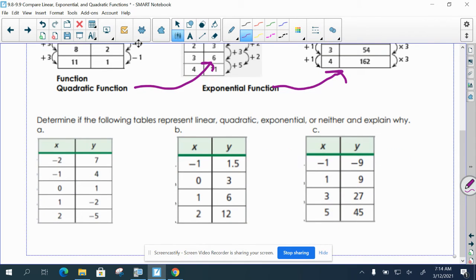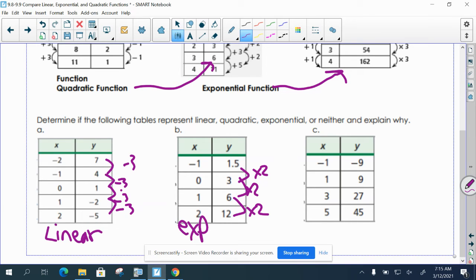All right, so for this one, we're doing minus 3, minus 3, minus 3 for all of these. So since the first difference is the same, this would be linear. Right here, we're multiplying by 2 times 2 times 2, so this would be exponential. And then this one, you're adding 18 plus 18 plus 18, so this is also linear.